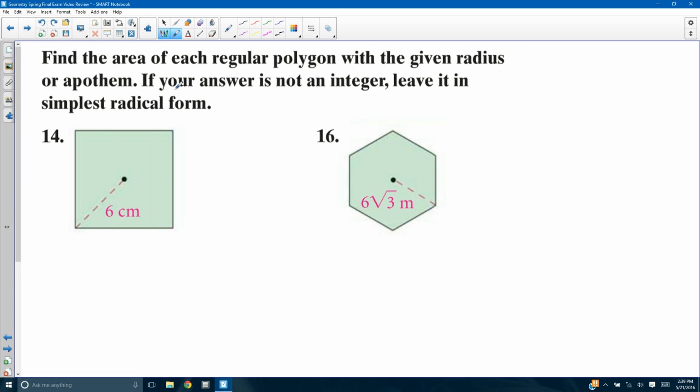Find the area of each regular polygon with the given radius or apothem. If your answer is not an integer, leave in simplest radical form. So I may still give you the decimal approximation afterward, just to give it to you. However, always try and get your final answer in exact form before you do anything else. Okay. Number 14, you have so many options on how you want to go about this. So I'll try and give you a few to work with.